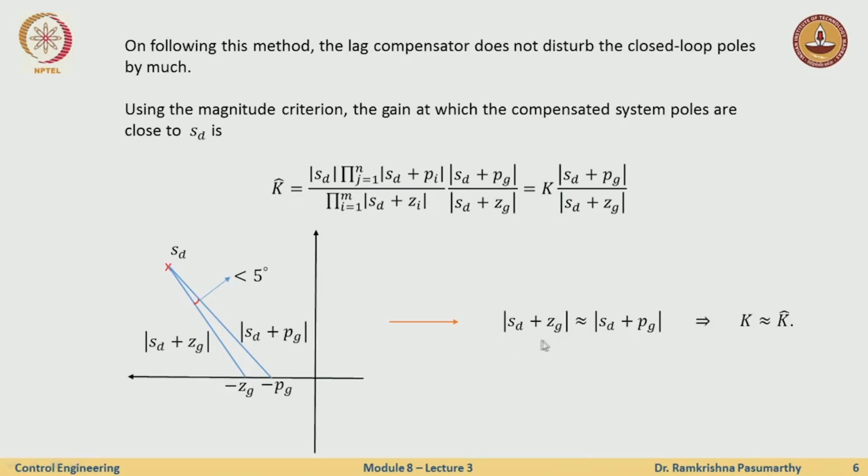Now the reason why we place these two close to each other is also that the k cap should be as close to k as possible, right, and these magnitudes, if you see, are almost equal because these are very close to each other. So for k cap to be equal to k, the magnitude of this ZSD plus ZG should be the same as this one, right. So this is also what is desired, in such a way that we really do not disturb the transient requirements.